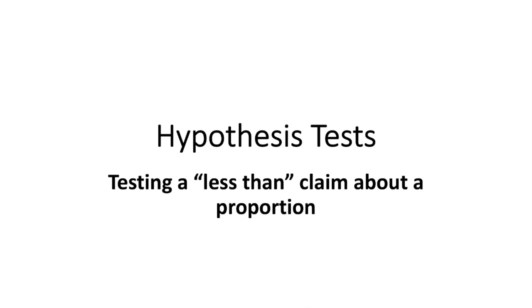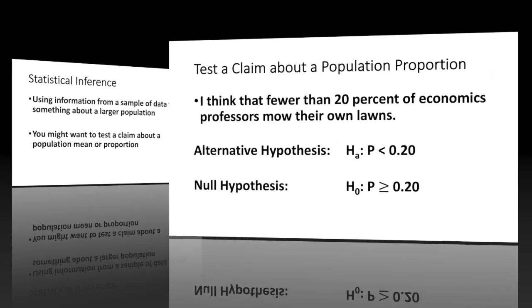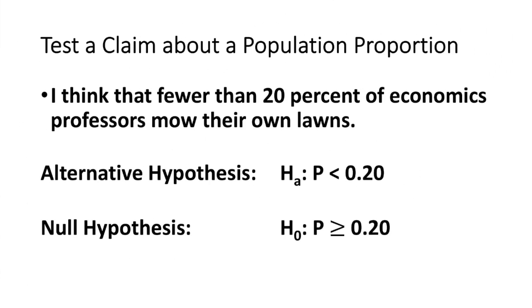A common application of statistical inference is to use information from a sample of data to say something about a larger population. For example, you might want to test a claim you have about a population mean or a population proportion. As a specific example, let's say we want to test a claim about a population proportion. I've always had this idea that fewer than 20% of economics professors mow their own lawns. Of course, a very important concept in economics is the idea of opportunity cost. So if an economics professor knows the opportunity cost of their time, they might be more apt to pay somebody else to mow their lawn so they can spend that time doing something else.